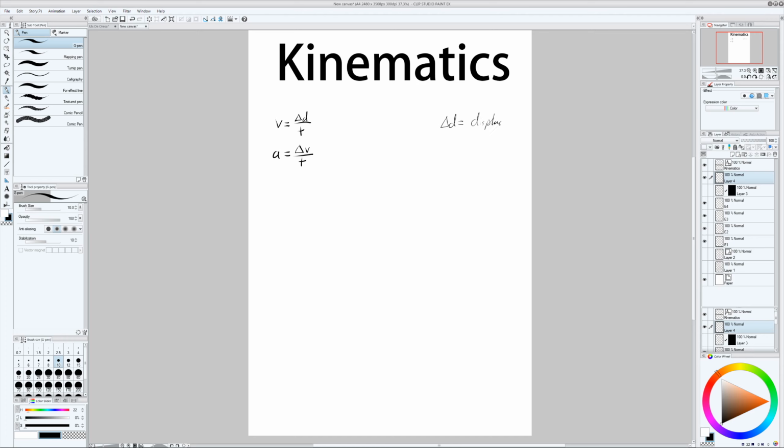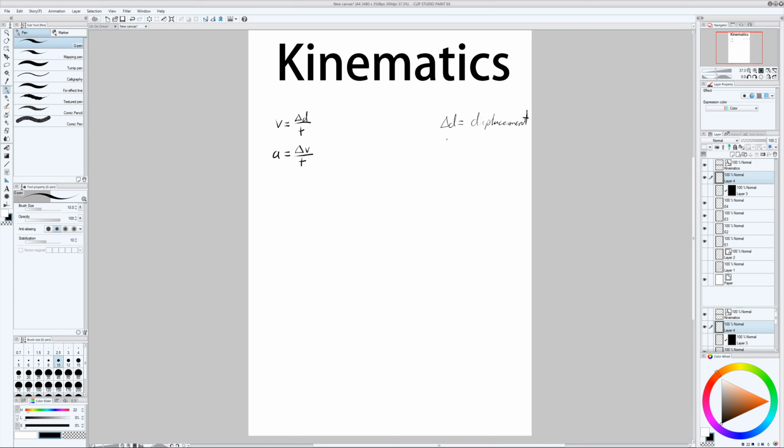Now remember, displacement is different to distance. Displacement is how far you are from the point where you started. Distance is how far you have traveled regardless of your initial point. So you could go around in circles around your starting point and your distance is going to keep going up and up and up. However, your displacement wouldn't, because you're the same distance from your starting point.